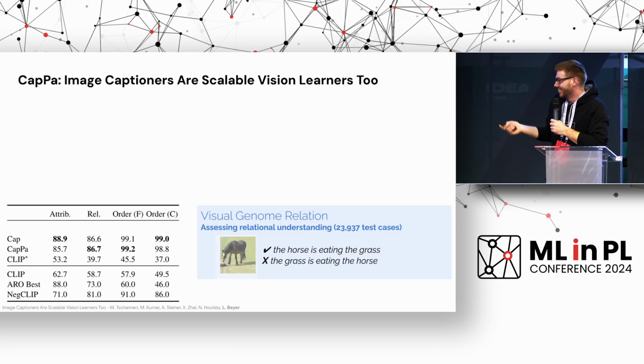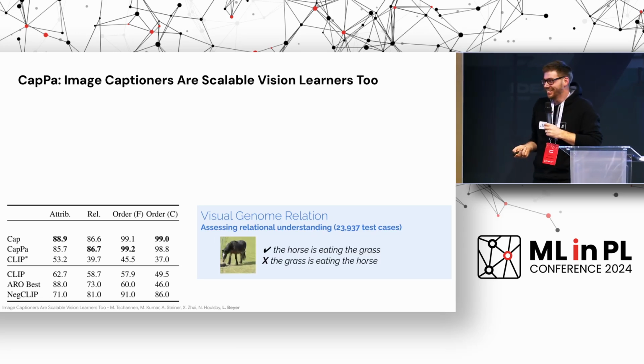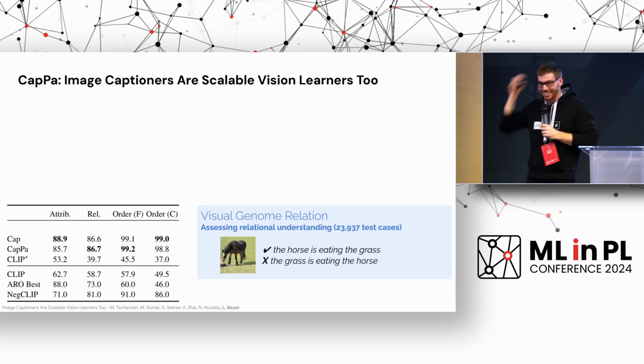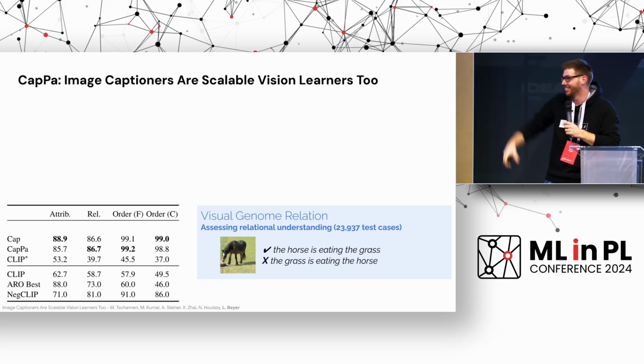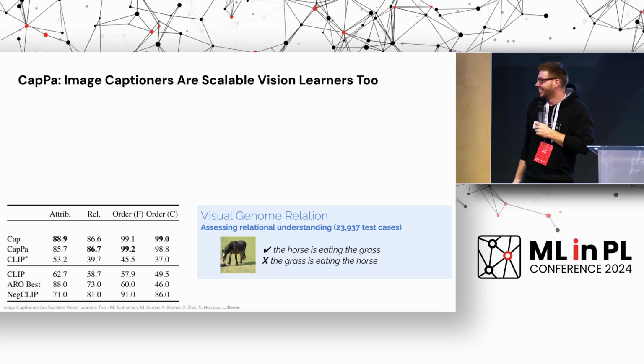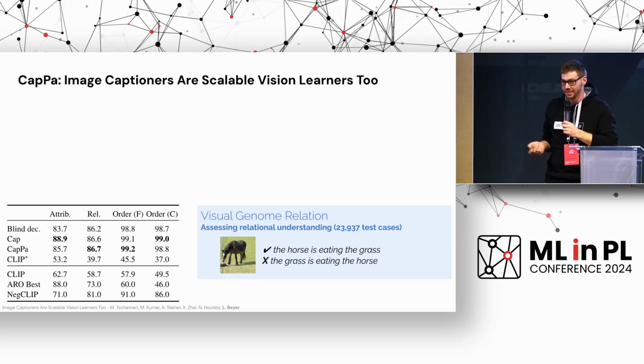So, I mean, there is no way to picture a grass-eating horse. Well, maybe nowadays with image generators, a grass monster, or I don't know. But yeah, a lot of this benchmark is actually solvable without looking at the image, just by looking at which sentence is more plausible. So this is a blind decoder that doesn't look at the image, and it gets these scores.